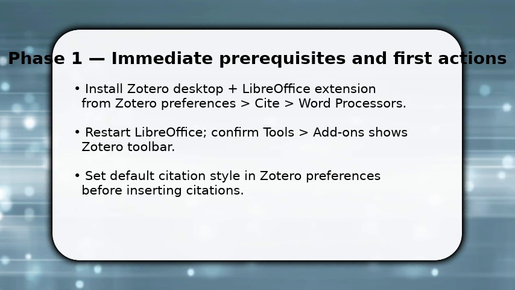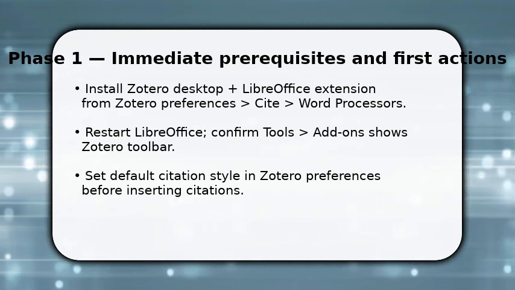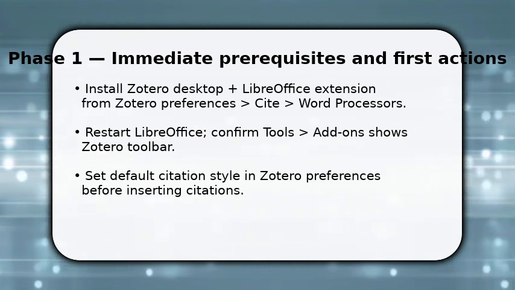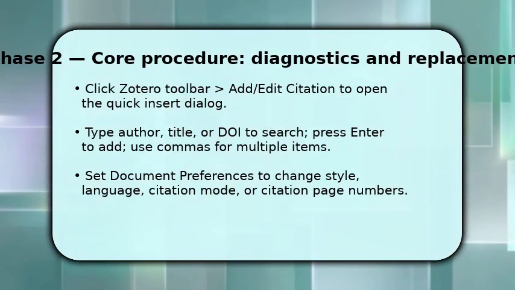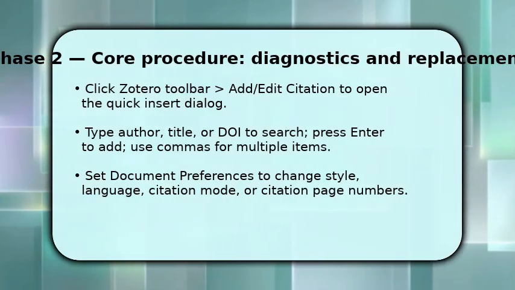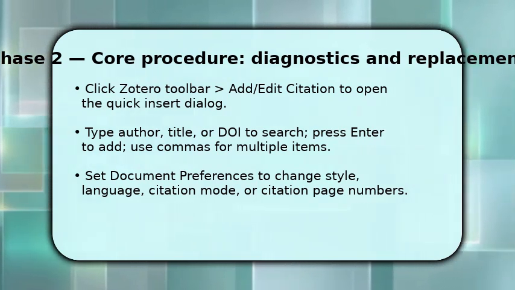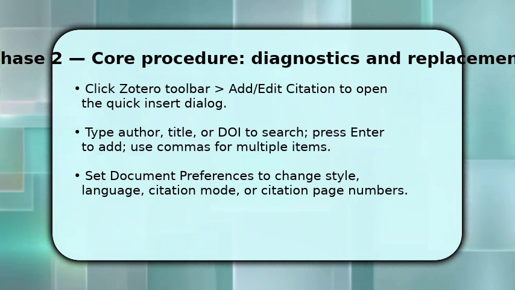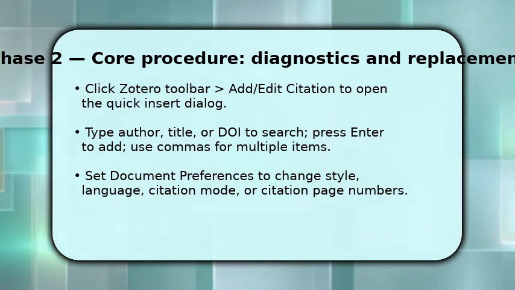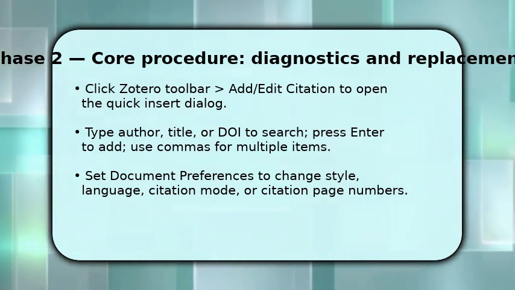Now create or open your document and position the cursor where the first citation will go. You insert citations with Add/Edit Citation on the Zotero toolbar. The red search box appears. Type an author, title, year, or DOI to find items, then press Enter to place the citation. Use commas to add multiple sources.